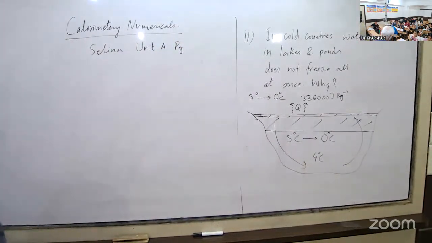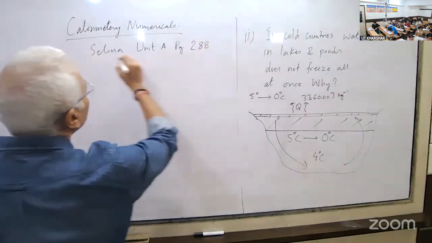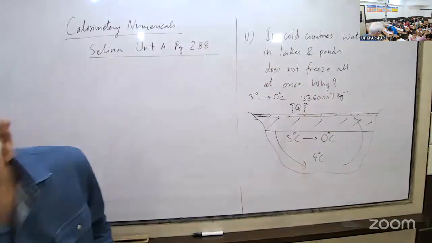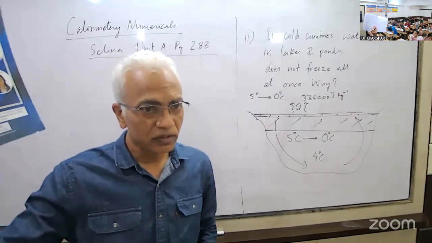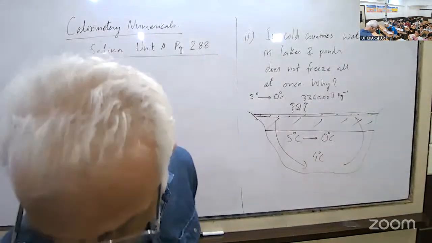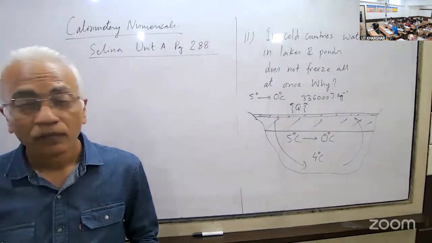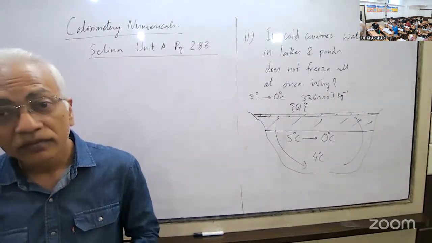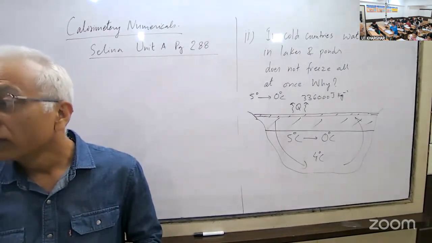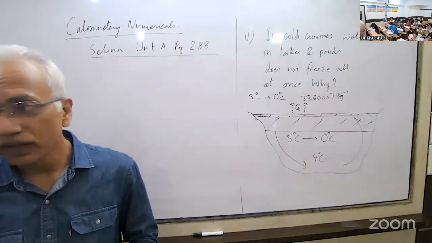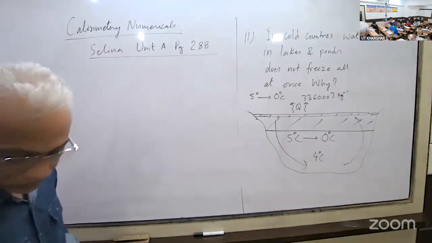This is page number 288. Even in this book, most of the numericals are from Selena. So which shall we do, odd or even? Shall we do even? Evens are slightly hard. Okay, let's do even. Question 2.